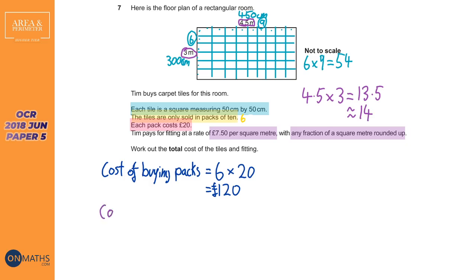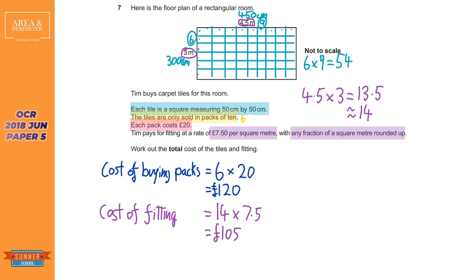So cost of fitting is going to be 14 times 7.5. Just again, get my calculator out. 14 times 7.5. It's going to be £105.